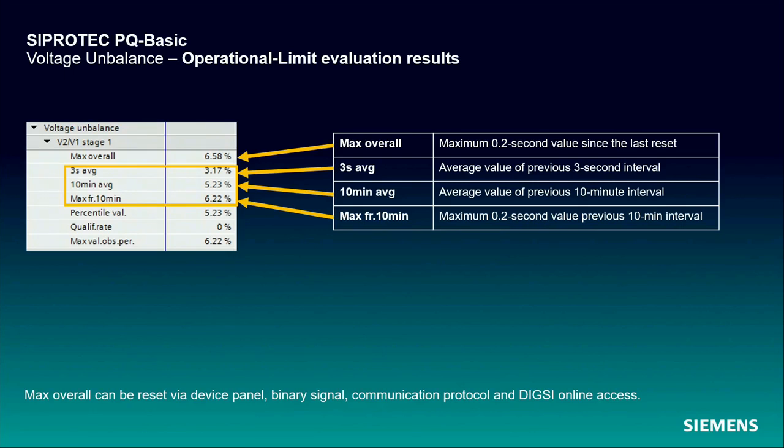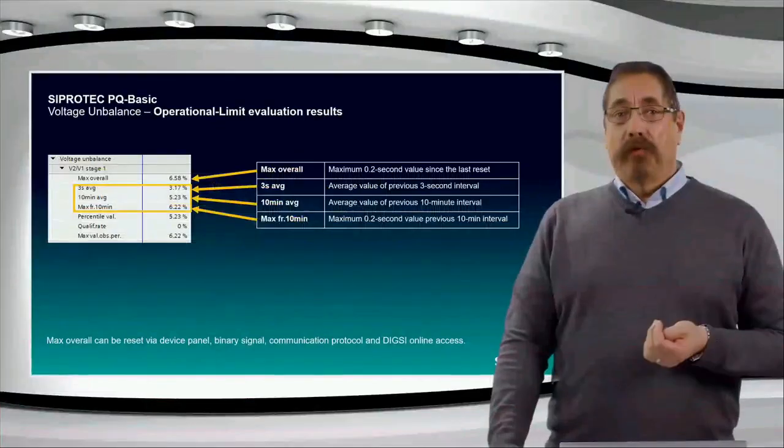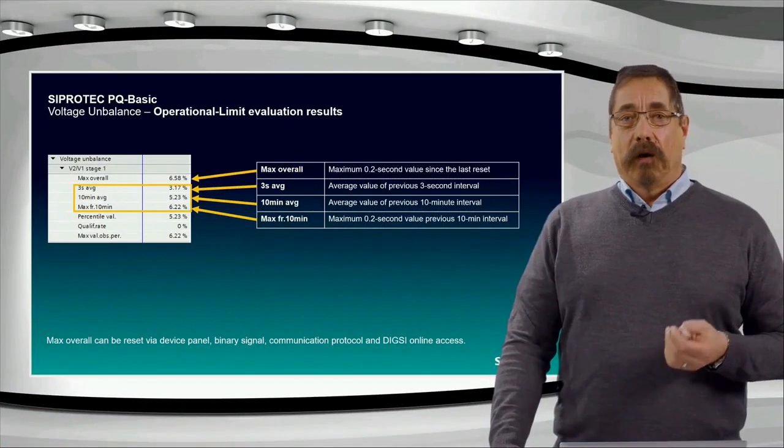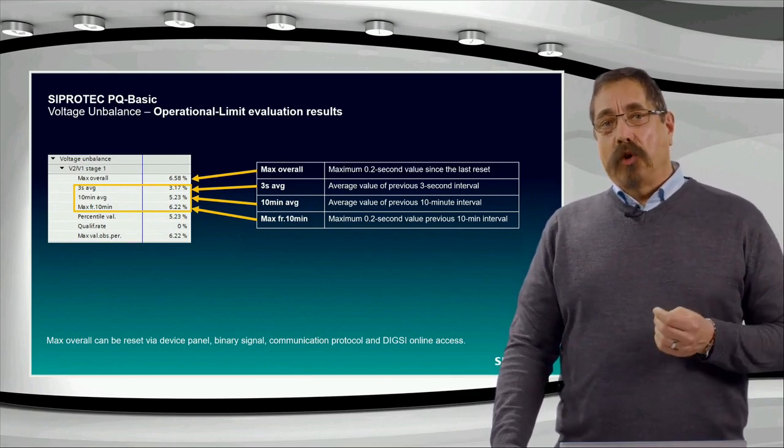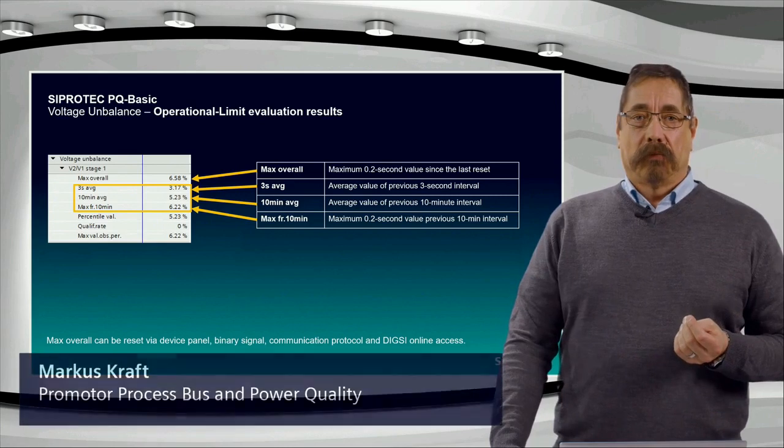And in case this 0.2-second maximum value is higher than the last statistically stored long-term measurement, the max overall will be updated with the new worst measurement. That overall register can be reset, like we know from THD and TDD, via the menu on the front panel, a binary signal, a communication command, and in DIGSI Online Access.